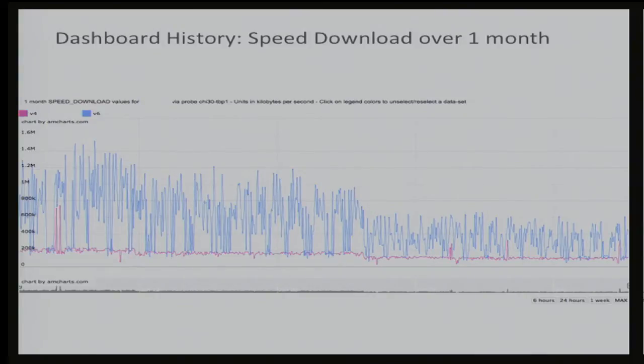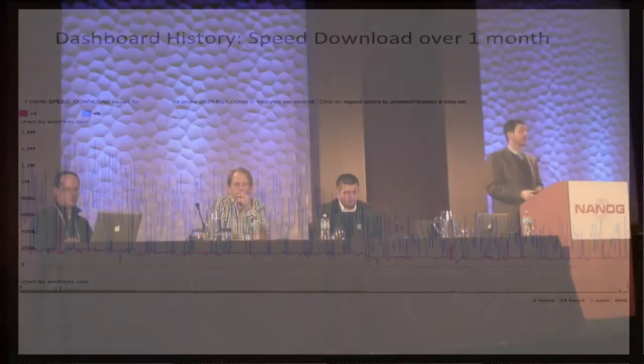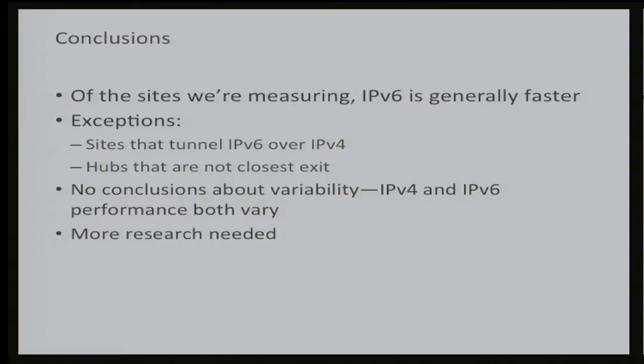That is true for this particular sample, but that's not true for all of them, and I can't generalize that to any other statements. So unfortunately, the conclusions that I have are, I can conclude that of the sites we're measuring, IPv6 is generally faster. I can say that's not always true, or that's not consistently true, from 4 sites that tunnel v6 over v4 because it's tunneled. And it's not true for our hubs that are not necessarily the closest exit.